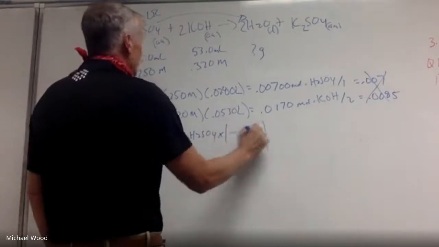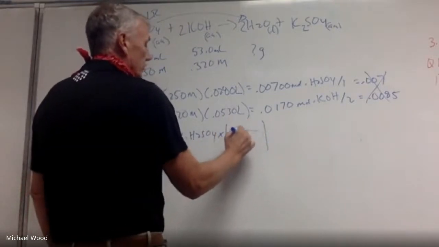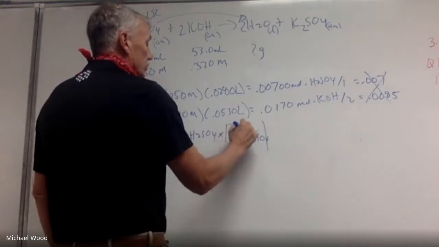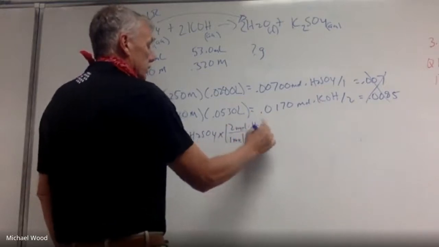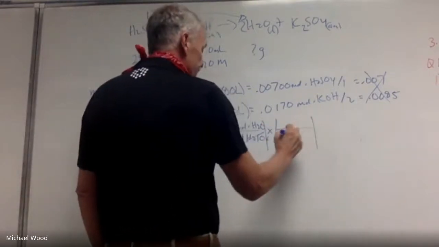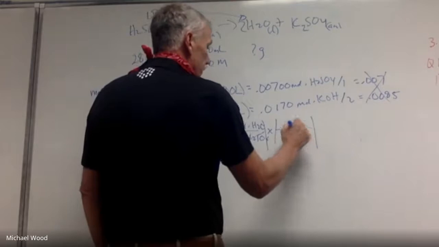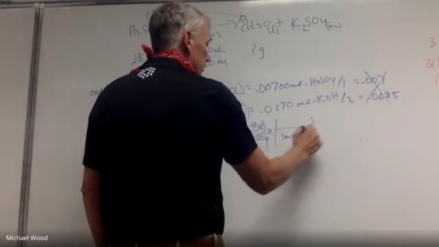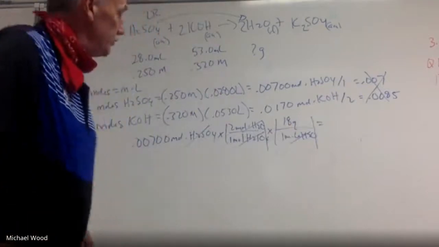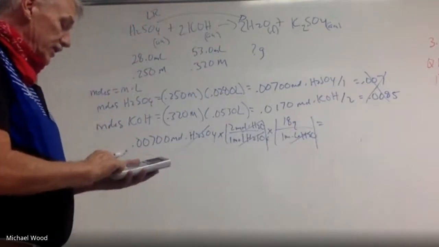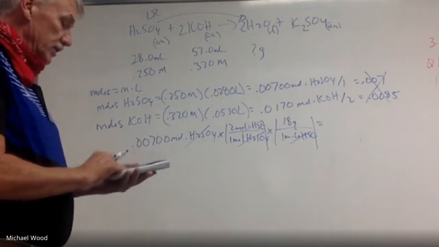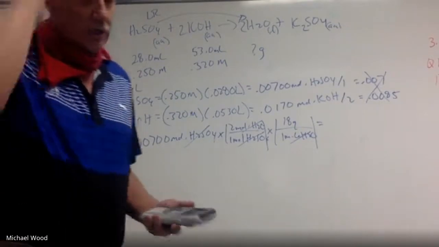So the ratio here is 1 mole of H2SO4 for 2 moles of water. So I did mole to mole. And then for 1 mole of water, the molar mass is 18. Okay, so if I do the math, and again, this question in first year chem, probably a lot of you guys with some work could have done this.